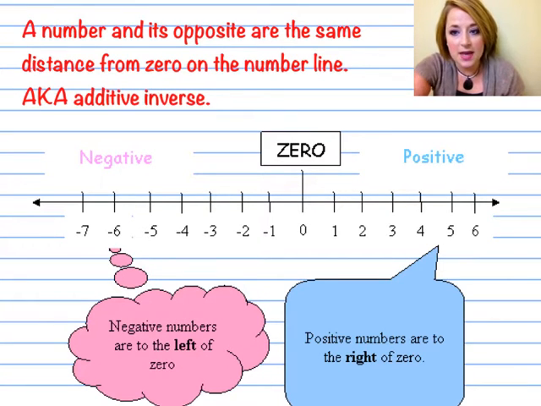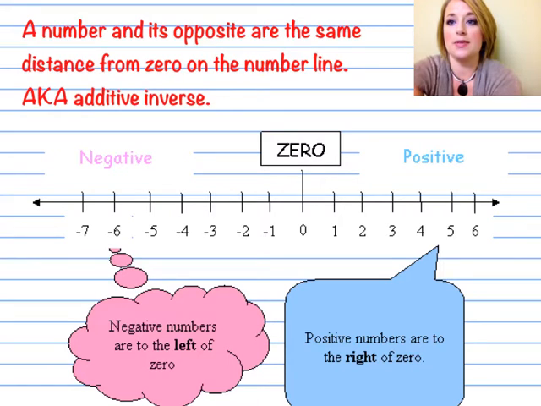You can see that the negative numbers are on the left of the zero, and the positive numbers are more over here on the right. It's important to know that a number and its opposite are the same distance from zero on the number line. This is also known as the additive inverse, which may not make a lot of sense to you right now, but it will later on when we get into adding and subtracting integers.